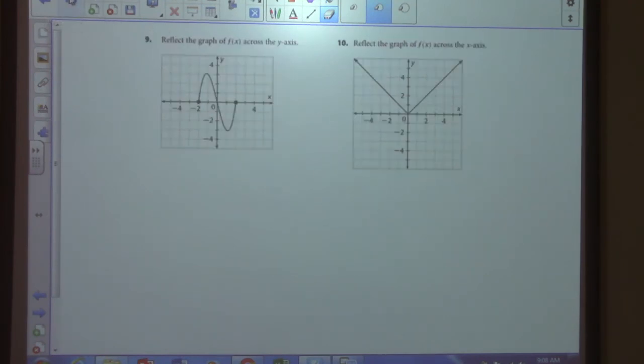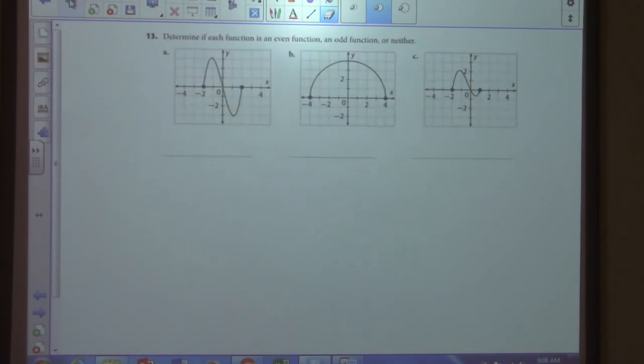Okay, the next one here really talks about determining if each function is an even function, an odd function, or neither. And so I think, did we talk about that? We talked about that in section 1.1. Yeah, we did. What does an even function do?